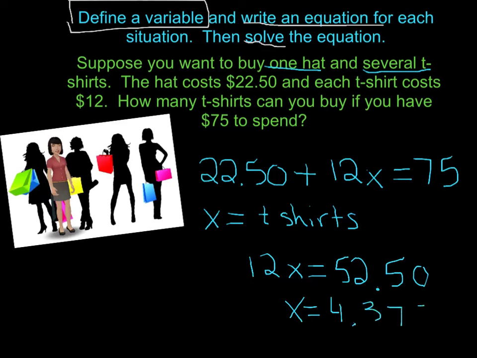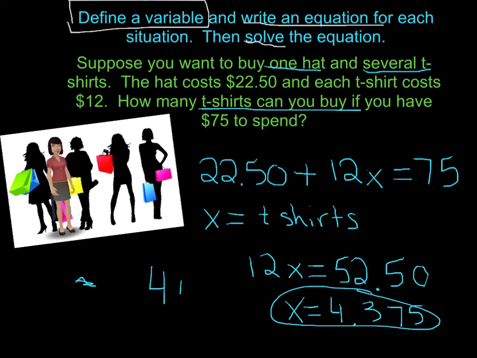And I get that x equals 4.375 for x. But that's not really the solution I want, even though that's the solution for x. The question says, how many t-shirts can you buy? Well, you're not going to buy part of a t-shirt, and you can't round up because you don't have enough money. So your answer is, you're going to buy 4 t-shirts.